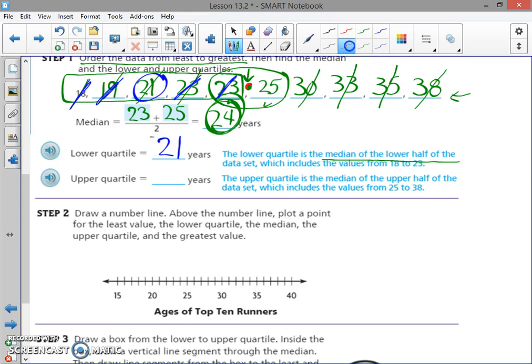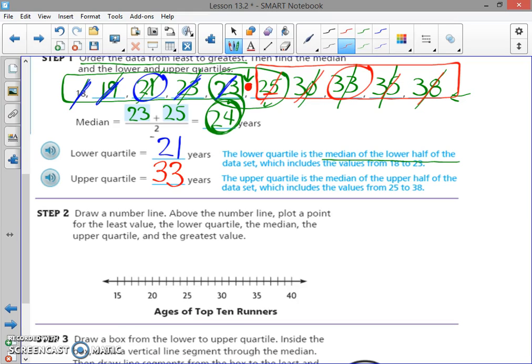Remember, because this is our middle, this is our upper. You have to include the 25 in your upper, okay? So our median of the upper is 33, so the upper quartile is 33.